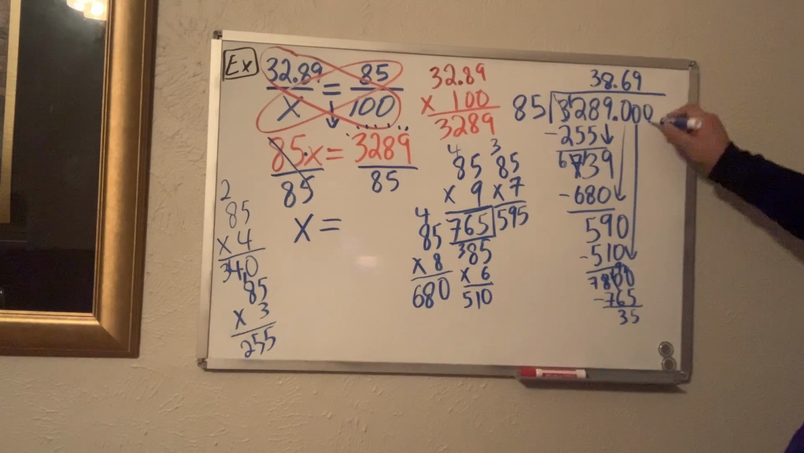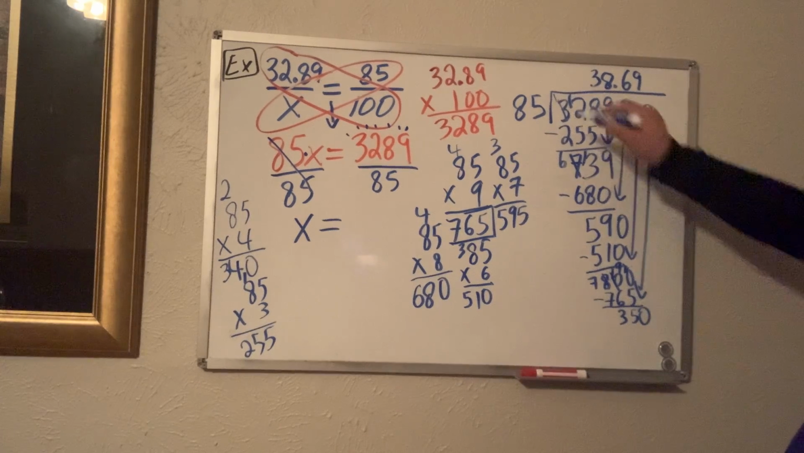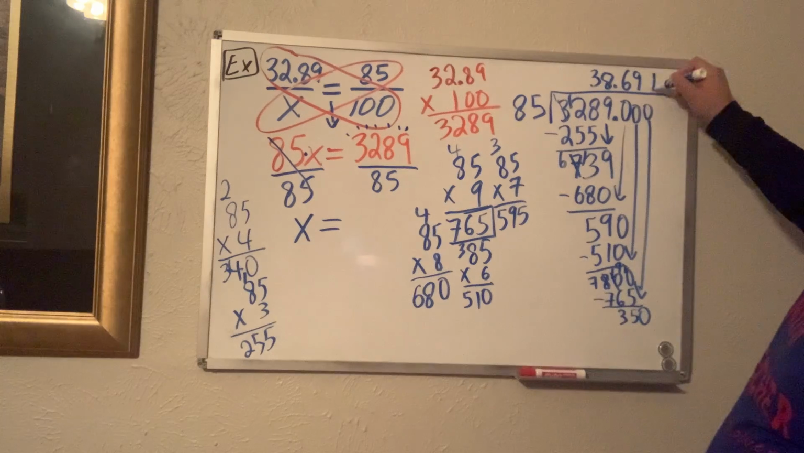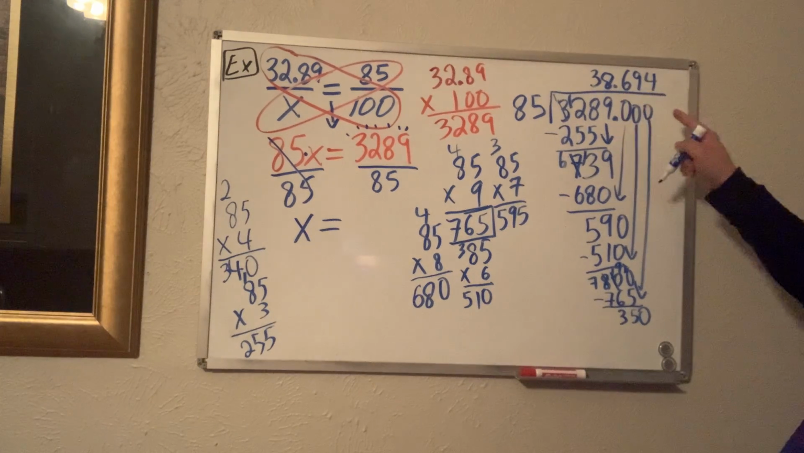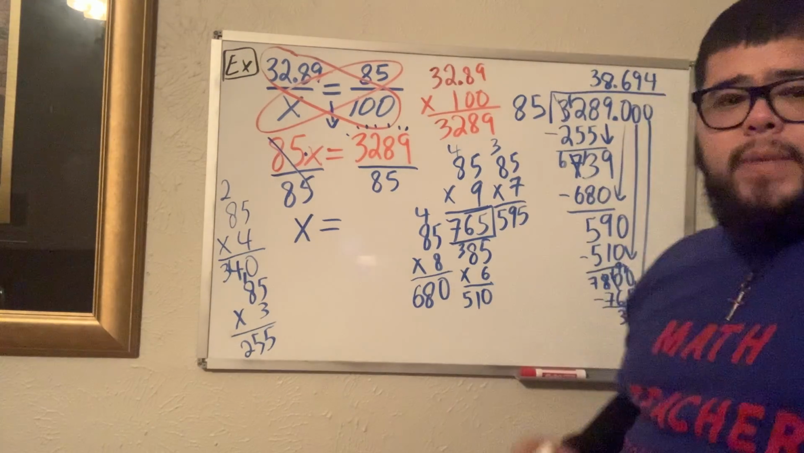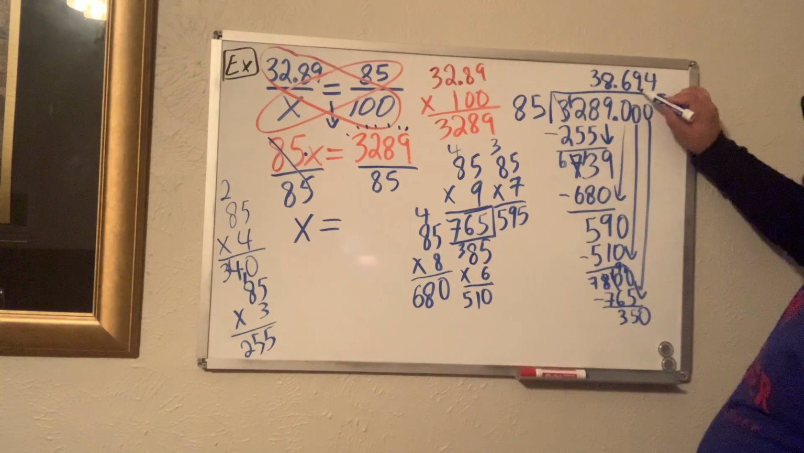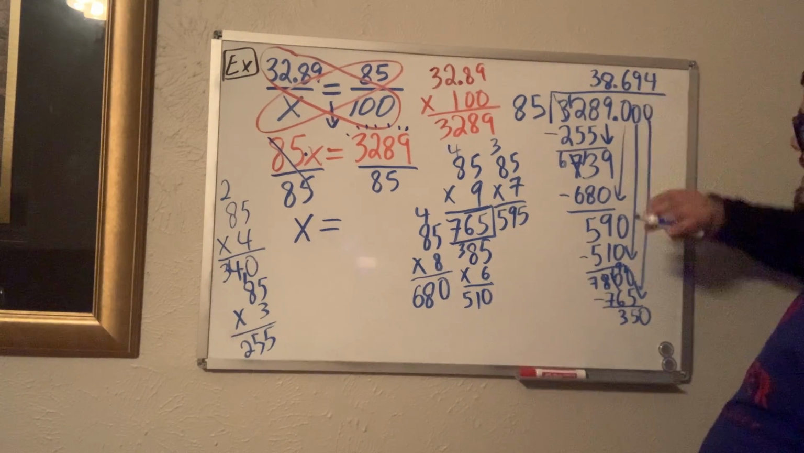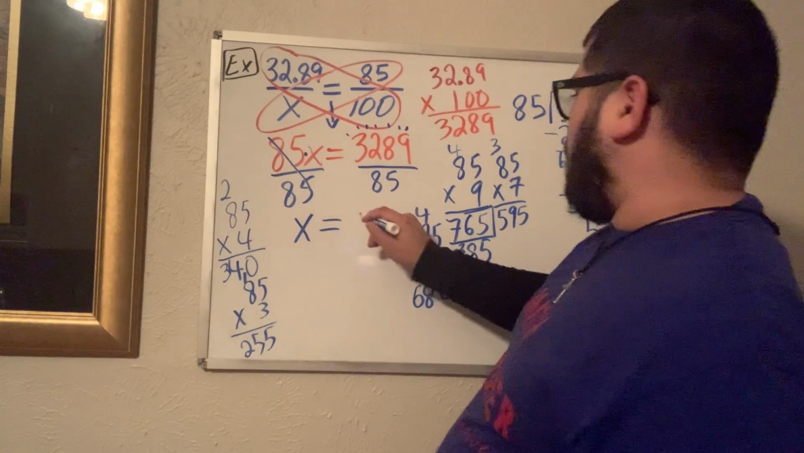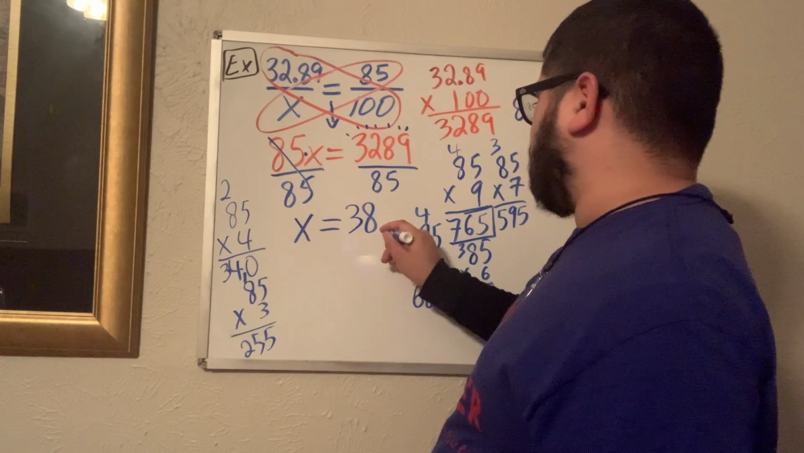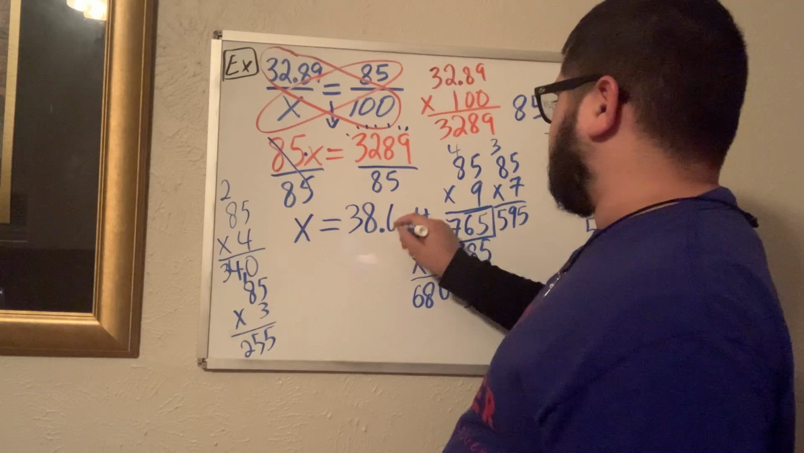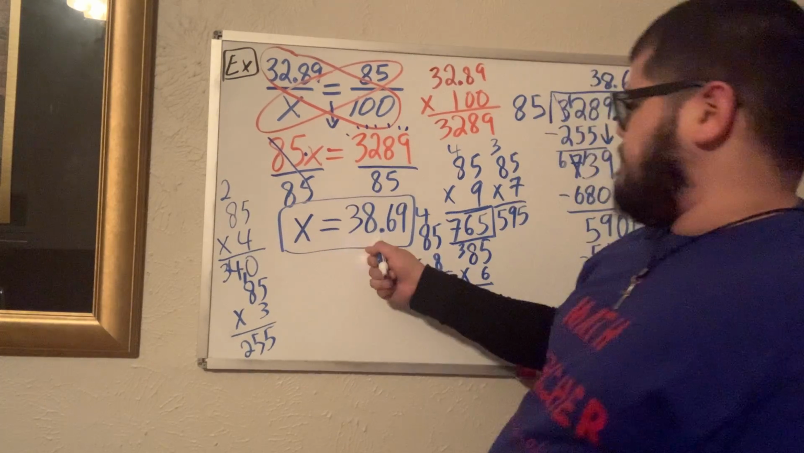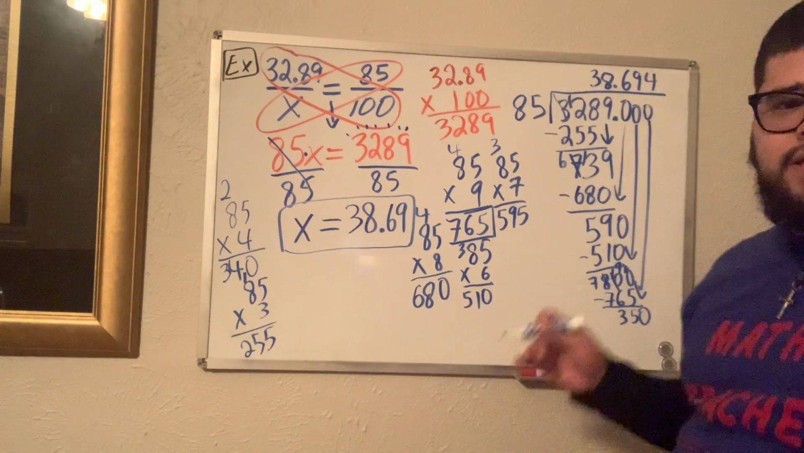Bring down a 0. How many times will 85 go into 350? 4 times. And we're going to stop right here because we're talking about money, right? Since we're talking about money, the 9 stays the same. So the price of the drill was $38.69. That's the total price of the drill.